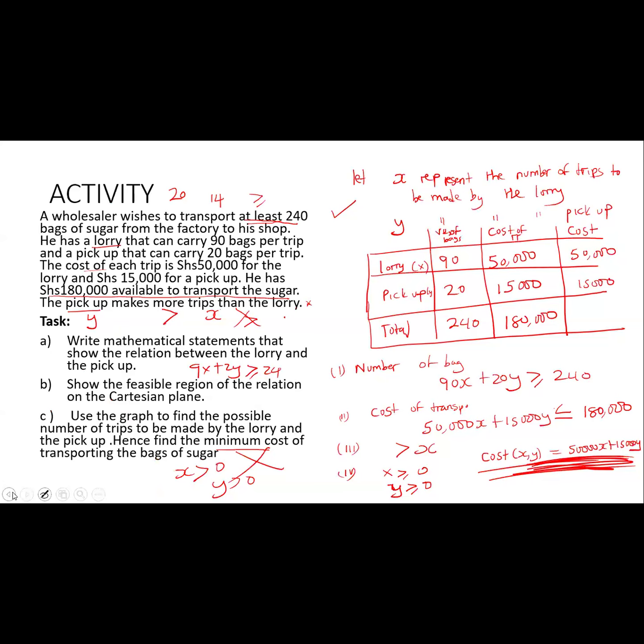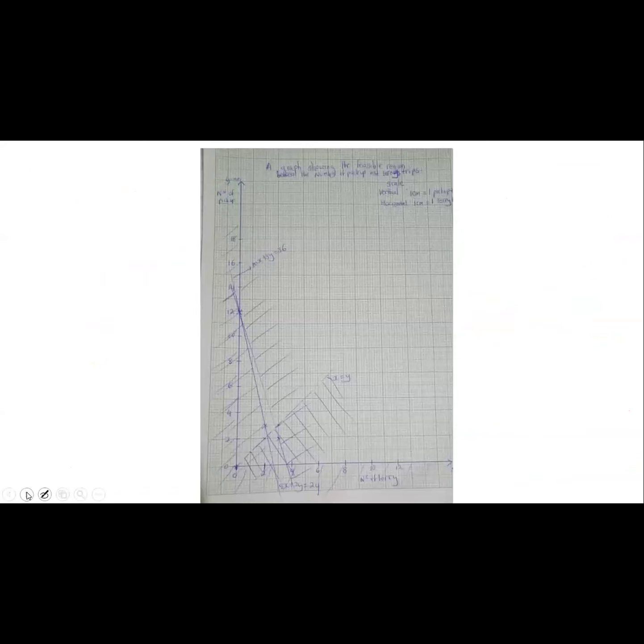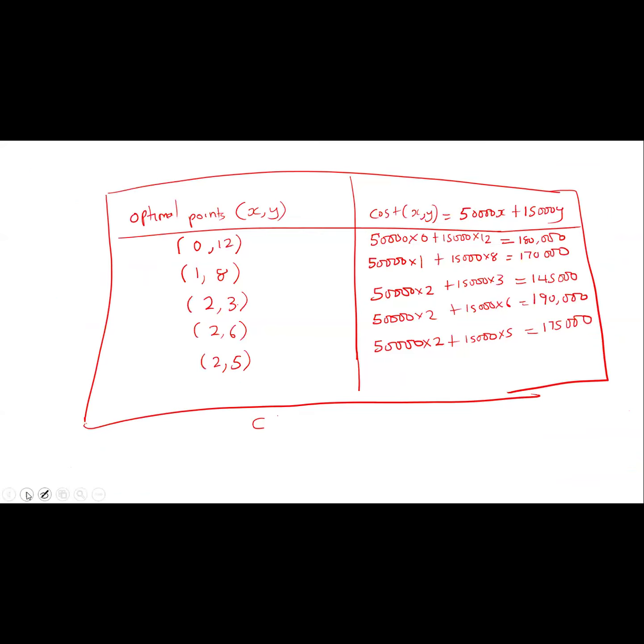The question wanted us to use the graph to find the possible number of trips to be made by the lorry and the pickup. Hence, find the minimum cost of transporting the bags of sugar. Minimum cost means that you are looking for the one that saves a lot. I want to see whether people can give us the answer. Look in the chat.